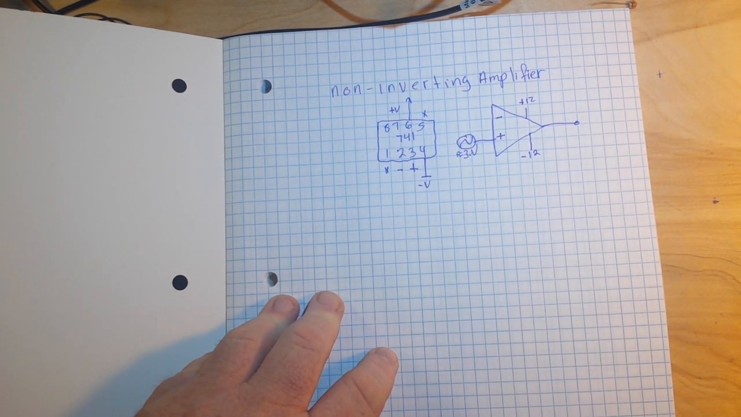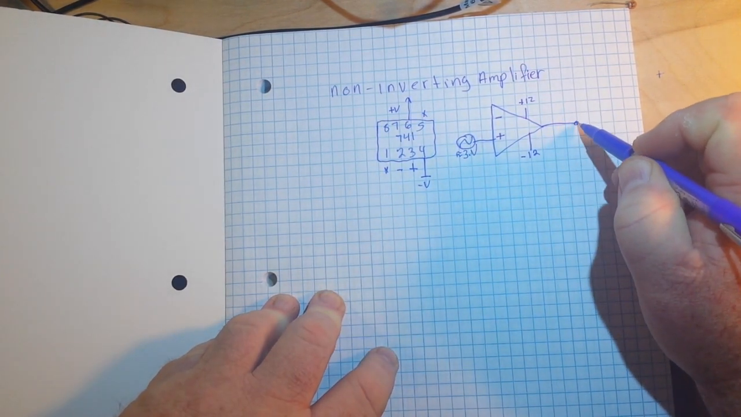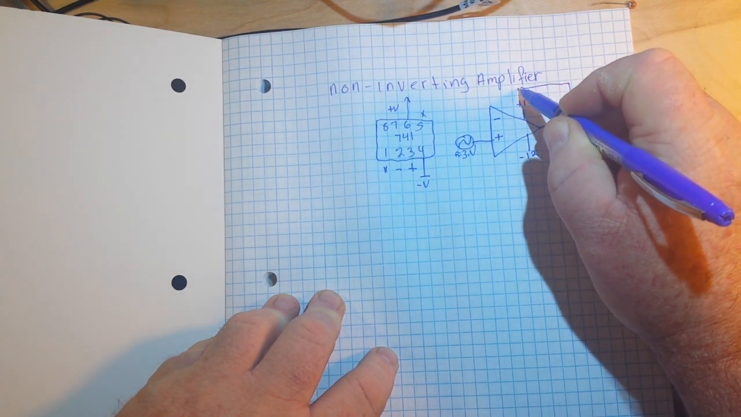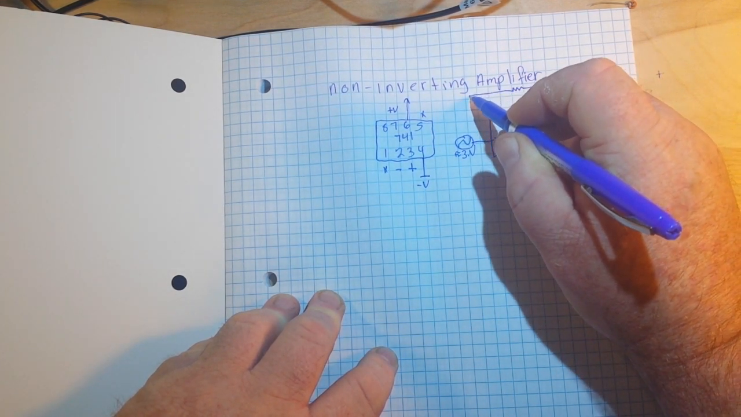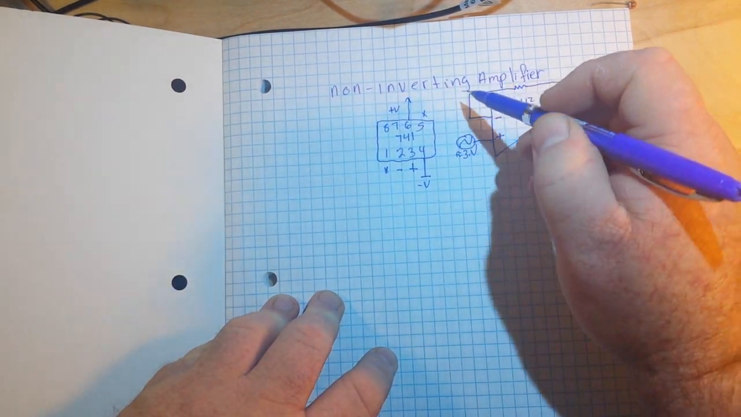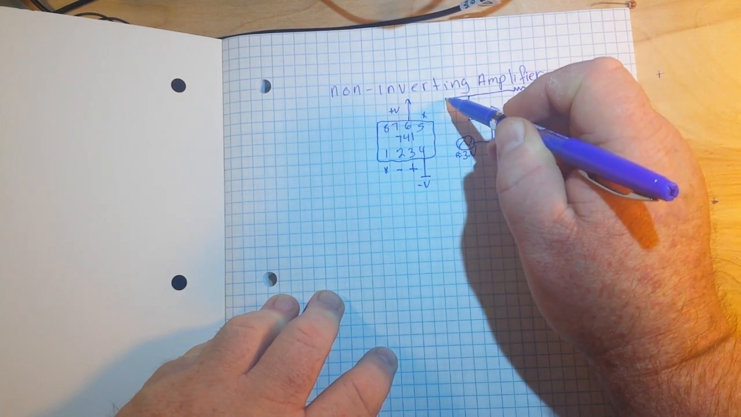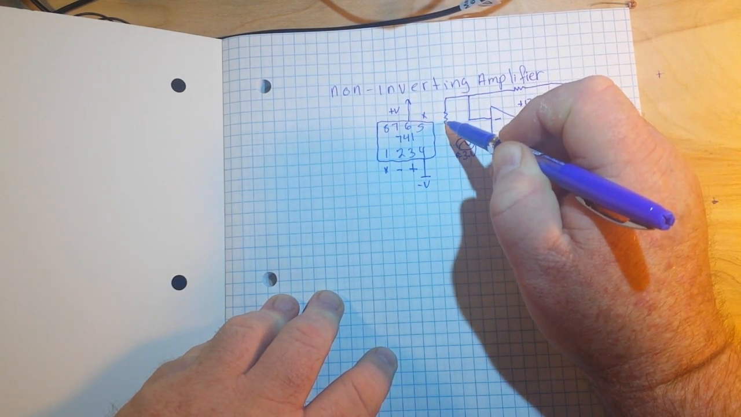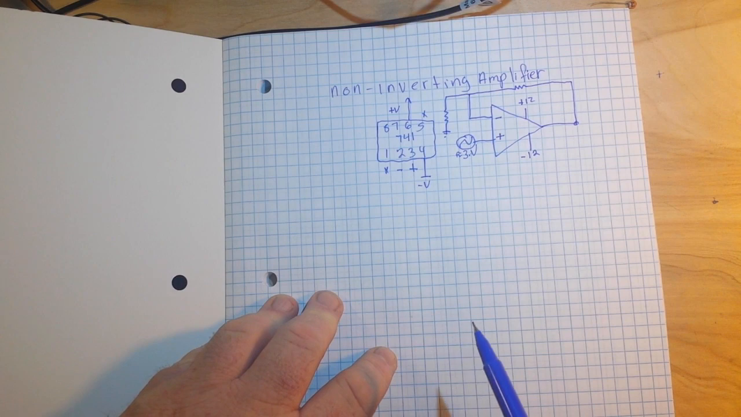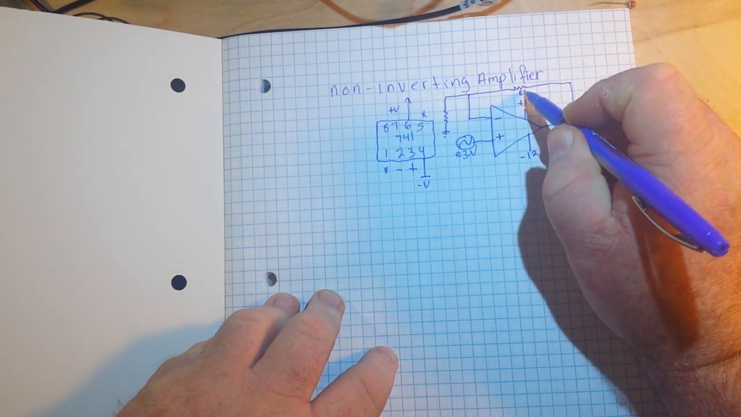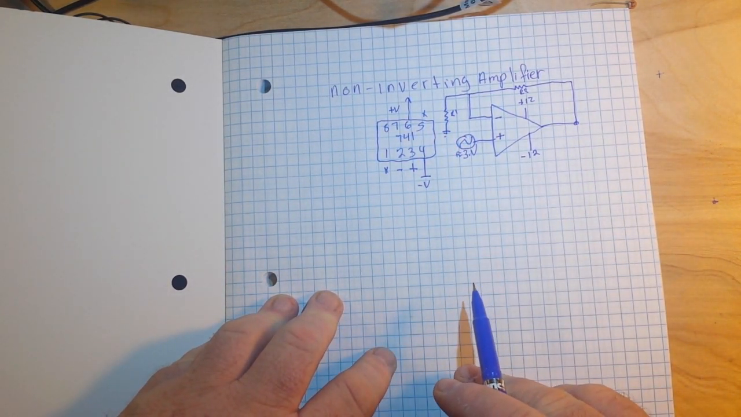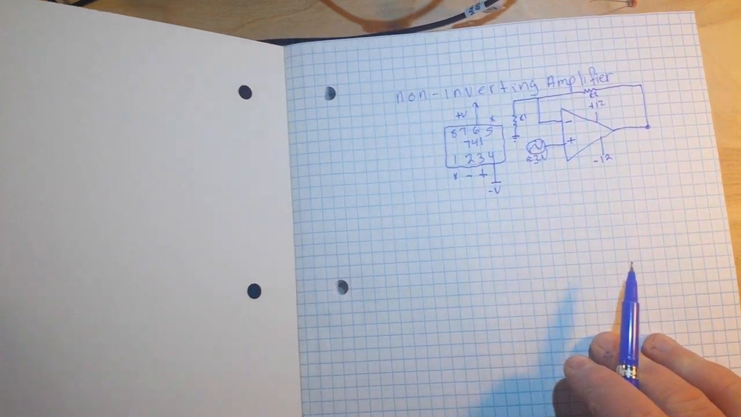So to create the non-inverting amplifier, we are going to put a feedback resistor here that goes into the inverting input, and then we will also make a voltage divider and take that to ground. So this is R2, this is R1, and the ratio between them will determine our gain.